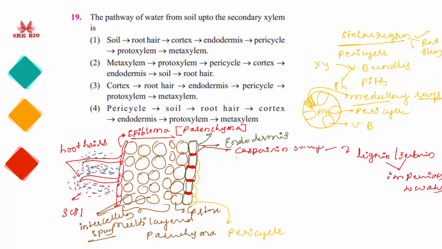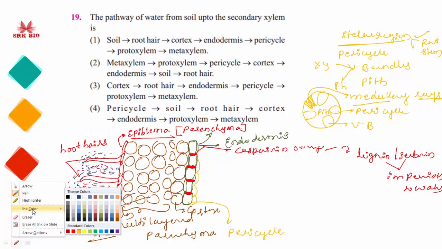Outside the pericycle, endodermis is present. To the pericycle, vascular bundles are attached. The central part of the stellar region is represented by the pith, and vascular bundles are separated by medullary rays. So now I have to draw the vascular bundle, specifically xylem and phloem.